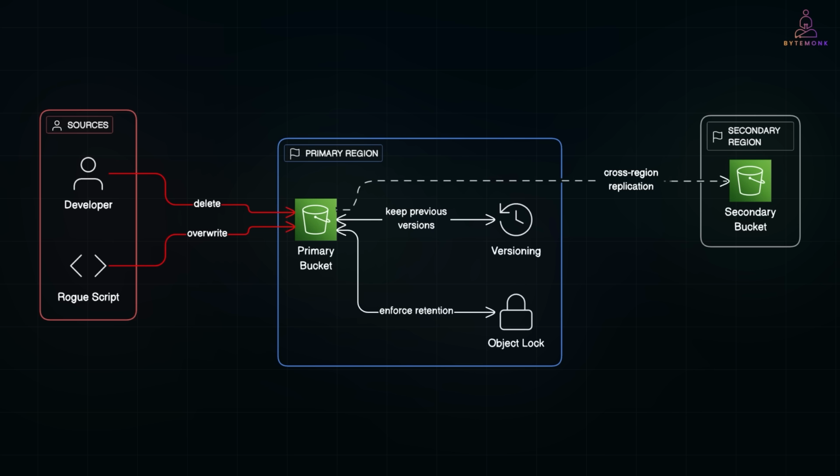All of these ties into a core idea. S3 doesn't just protect against technical failures, it accounts for human ones too. Because durability isn't just about hardware resilience, it's about protecting your data from everything, including ourselves.